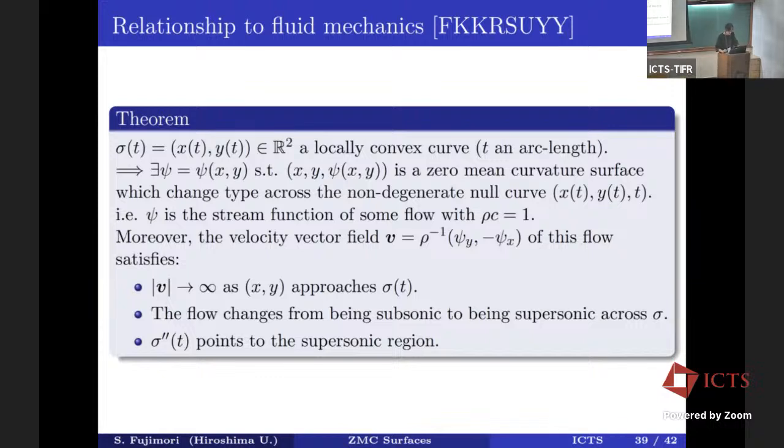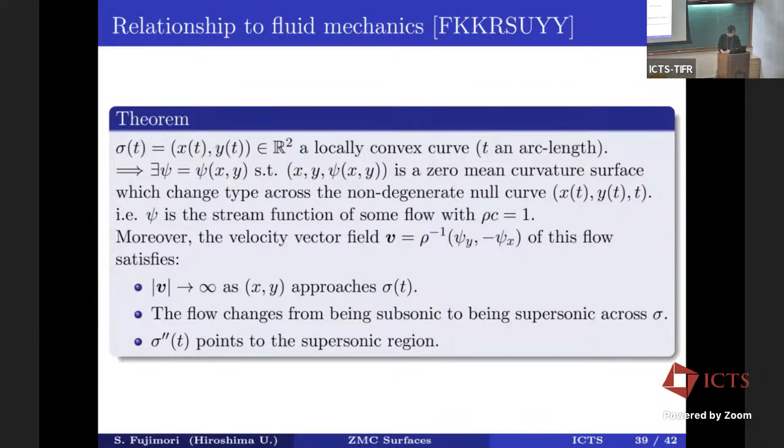Then moreover, the velocity vector field of this flow satisfies that the speed tends to infinity as (x, y) approaches the locally convex curve. And the flow changes from being subsonic to being supersonic across the sigma. Okay. And also, the acceleration of sigma points to the supersonic region, always the supersonic region. So we have this theorem, and we don't know if it is useful or just a theorem, but anyway we have this theorem.